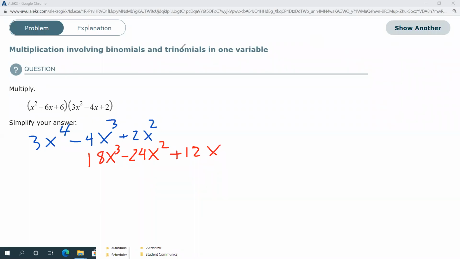Now, the last boy dances. 18x squared, lining them up, minus 24x. Oh, there's a lot of that going around. And then plus 12.